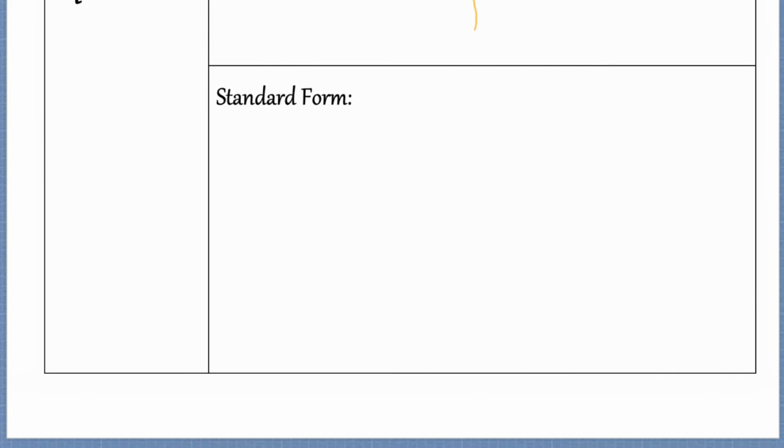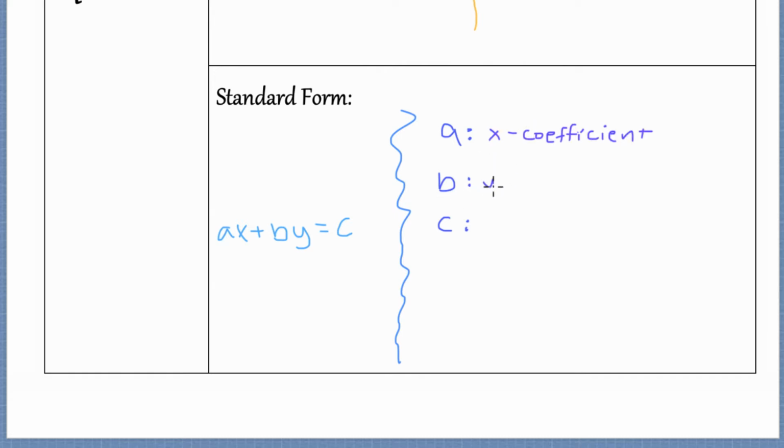For standard form, this is what it looks like: ax plus by is equal to c. Again, we have some extra variables in here, so let's take a look at what those are. The extra variables that we have are a, b, and c. a is the x coefficient, b is the y coefficient, and c is a constant term. The constant term is just like a plain number. So the x coefficient is a, the y coefficient is b, and the constant term, or plain number, is c.